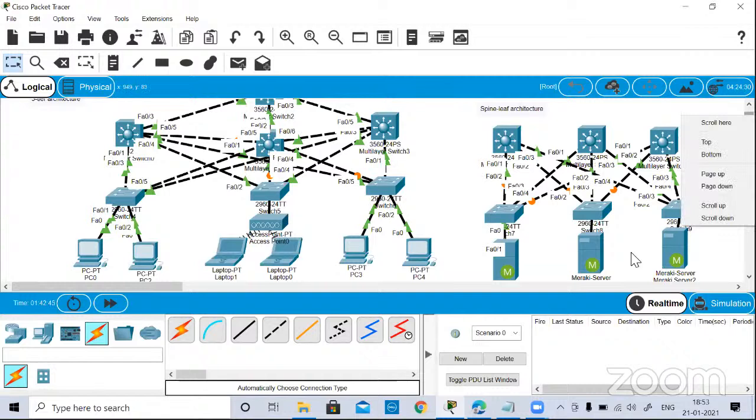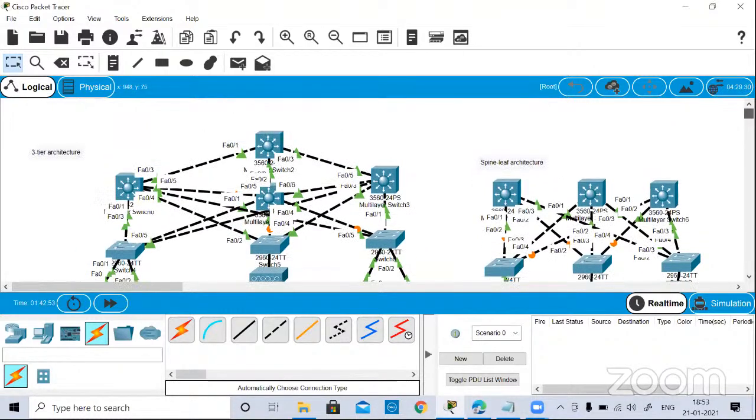Okay, that's cool. So now what I see here, I have just drawn the architecture for y'all. We have a 3 tier architecture on my left side, and a spine leaf architecture on my right side. There is obviously one more thing, which is a 2 tier architecture.